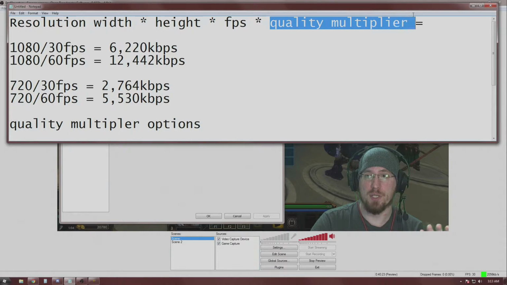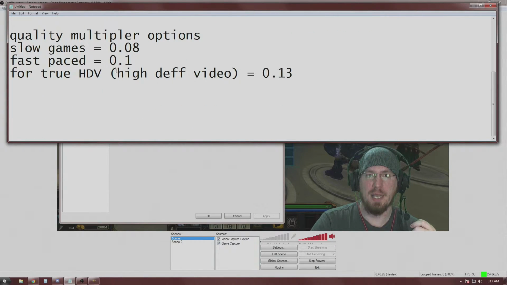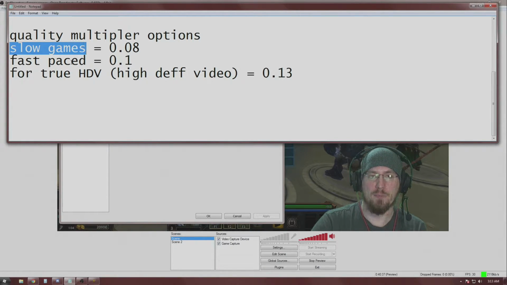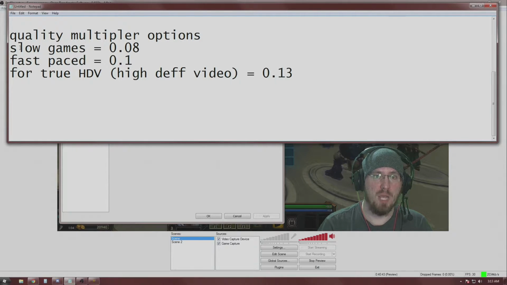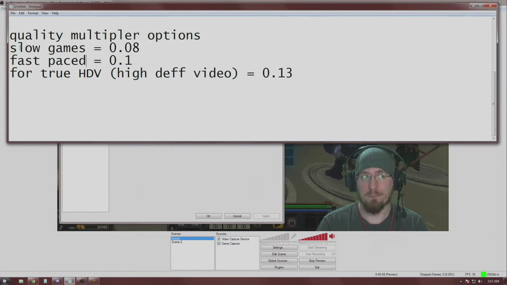You may be asking yourself, what is a quality multiplier? In any SDK or backend of a streaming server, they all pretty much have the same information. This technically isn't something you would see like slow games, but I just simplified everything here for you. So for slow games, you would multiply by 0.08. This would include games like Hearthstone, where pretty much nothing on the screen is changing. League of Legends, where things that do change are so slow that the changes between the I, B, and P frames and all that stuff, there's literally almost nothing happening.